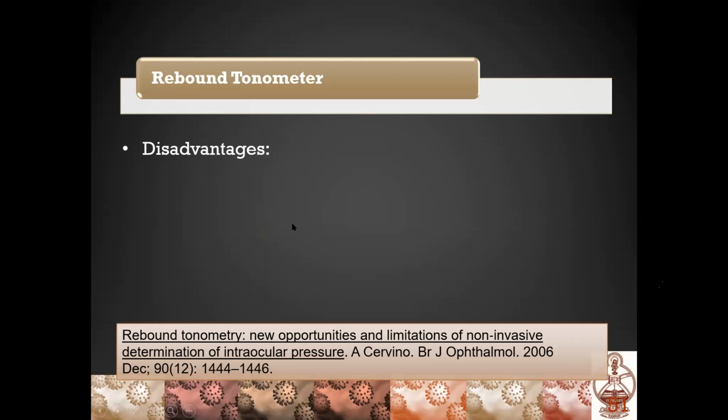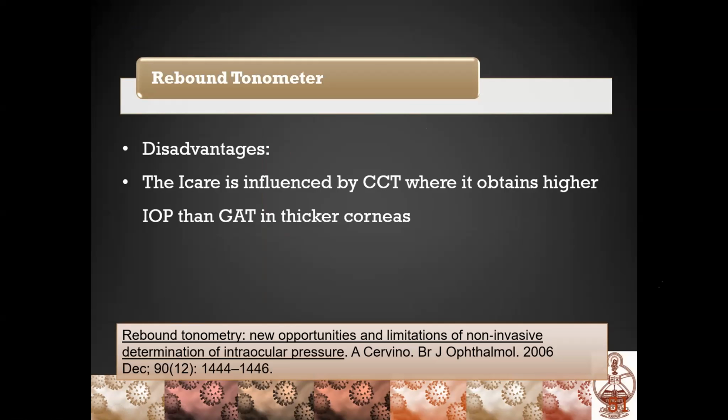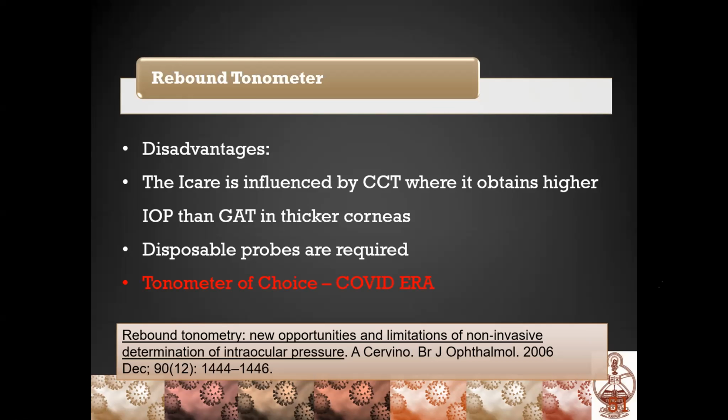Now, there are few disadvantages of rebound tonometry. Again, it is influenced by corneal thickness, and because the disposable probes are there, they are a bit costly also. Every time we need to change them. But because of these disposable probes, these rebound tonometer is the tonometer of choice in this era of corona infection, because we can change the probe and it doesn't actually create any micro droplets also, and therefore this is the tonometer of choice which is to be used if you require to measure intraocular pressure in this COVID era.